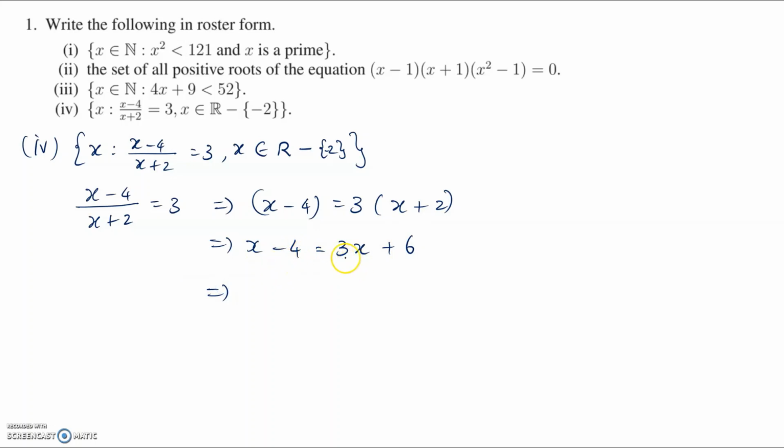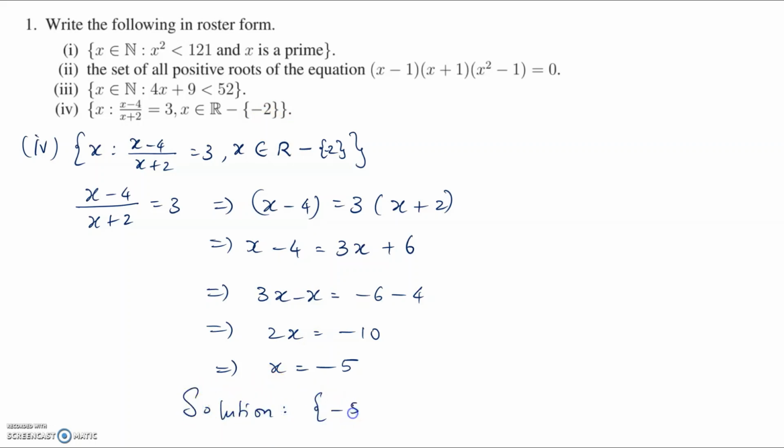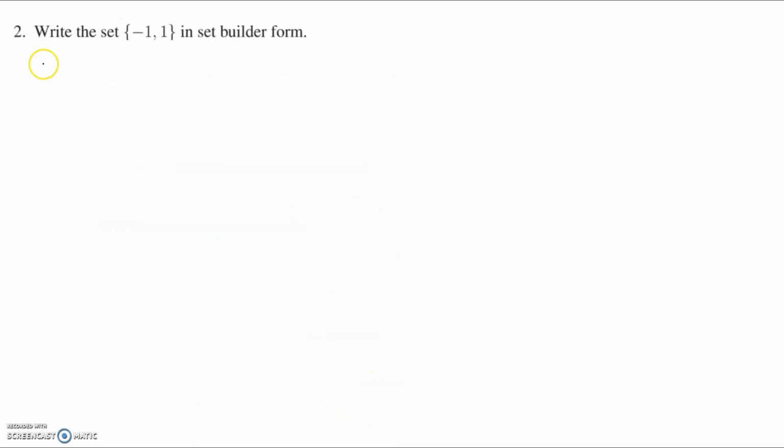So further simplifying, if we take the x to the other side and 6 to the other side, this becomes 3x - x is equal to -6 - 4. Therefore, 2x is equal to -10. That implies x is equal to -5. Therefore, since -5 is part of the set of real numbers without the -2, the solution is -5.